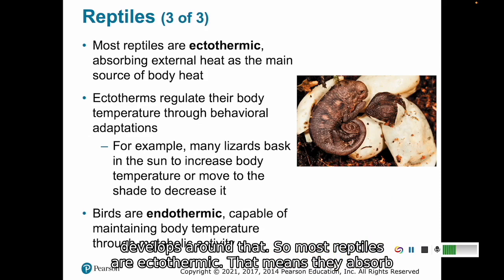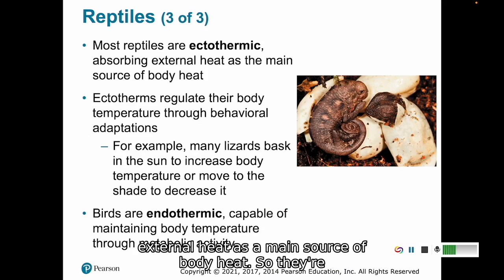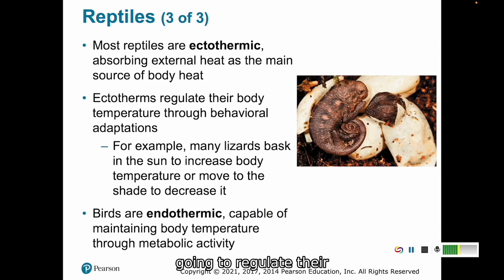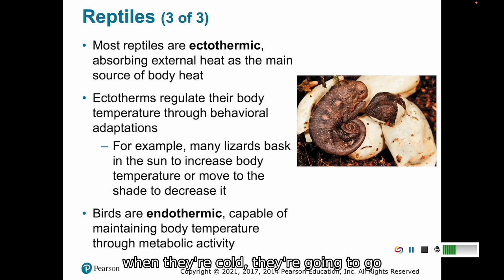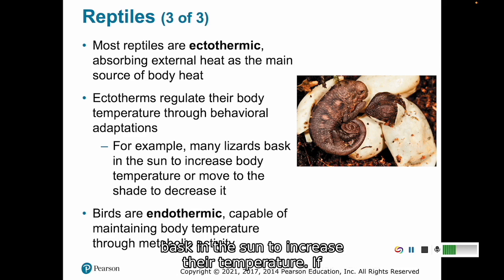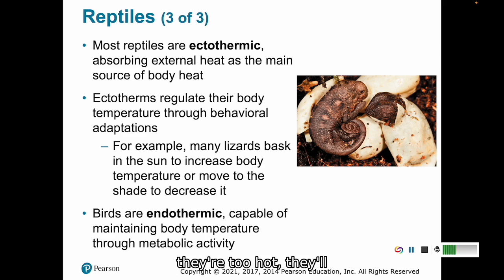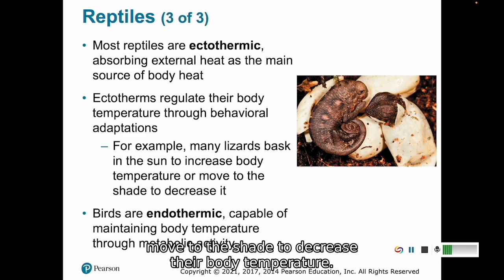So most reptiles are ectothermic. That means they absorb external heat as the main source of body heat. So they're going to regulate their body temperature through their behaviors. When they're cold, they're going to go bask in the sun to increase their temperature. If they're too hot, they'll move to the shade to decrease their body temperature.